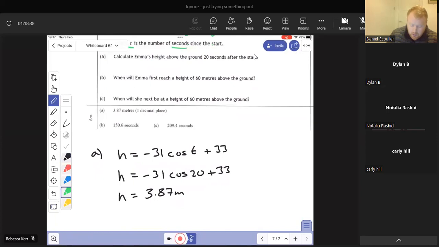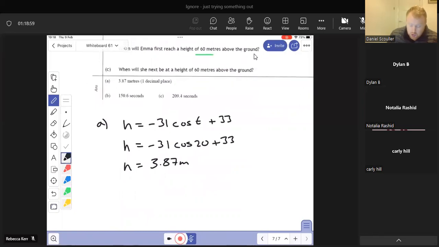Now the next part of the question: when will Emma first reach a height of 60 meters? So instead of the letter H this time, we're going to put in the height 60 meters, and we're going to solve the question like we used to solve for X, but they've just used that letter T. T is going to refer to the seconds. So let's have a wee look, and we're just going to treat it the exact same as the way we treated X.